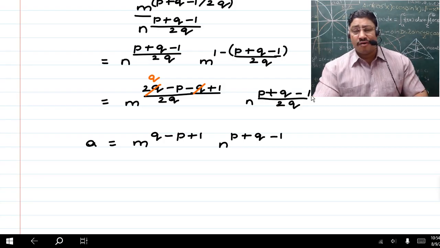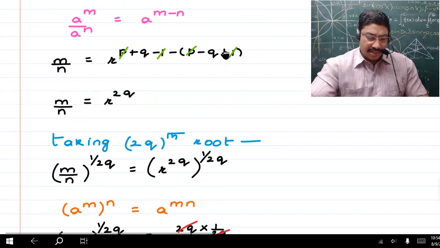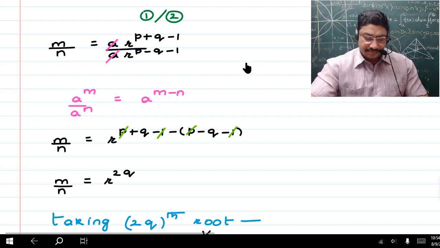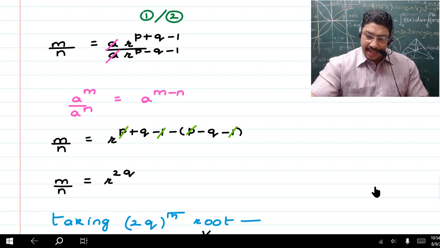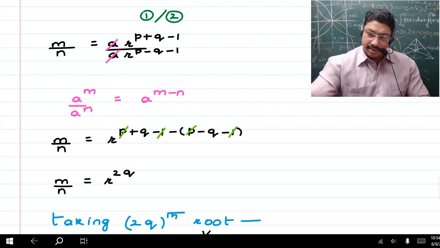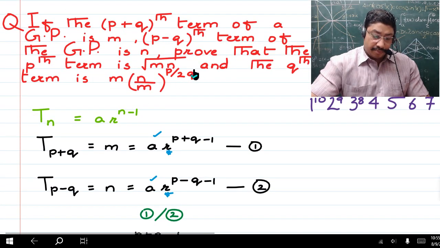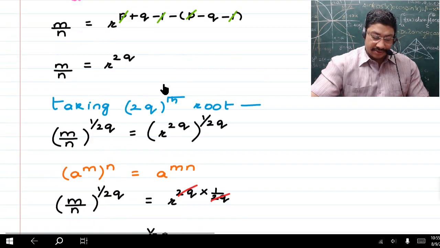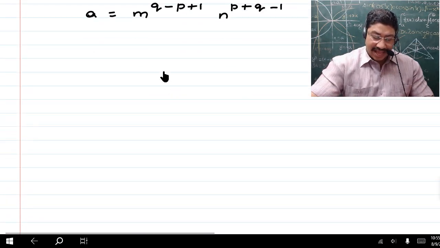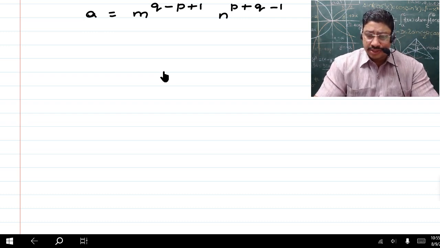Now that we have the value of a and r, we can find out what we require. Now, children, what do we require? We actually require, by the question, this thing that we have here. We have to prove that the pth term is root mn. So now we'll be able to find out any term, and here we've got to find out the pth term, and we've got to show that that is root mn, right?